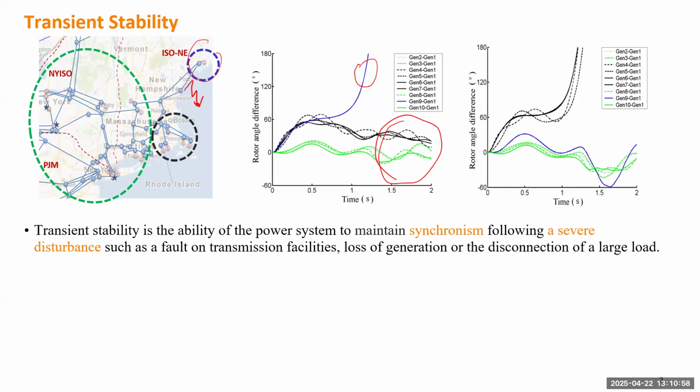Another case is more severe. If you have a disturbance near the black region, that will make multiple generators in that region go out of step. And the remaining system, even if it may form several groups, will stay together. The second scenario is more severe compared to the first one. Because for the first one, you can just trip that generator. The rest of the system will be fine.